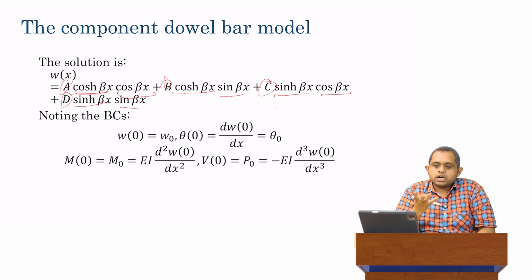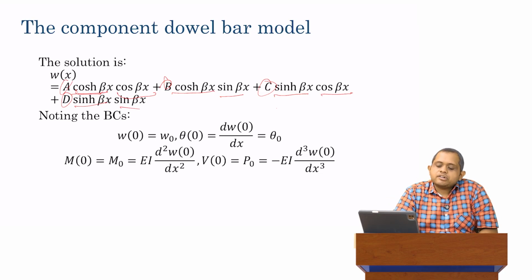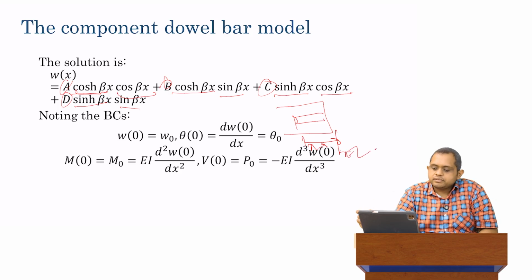We have 4 coefficients A, B, C, D. We need 4 boundary conditions. The 4 boundary conditions are as follows. So again, this is for the left side of the slab. So this is this left part of the beam. This is x in this case. So this is x is equal to 0. This is x is equal to L. L is the embedment length.